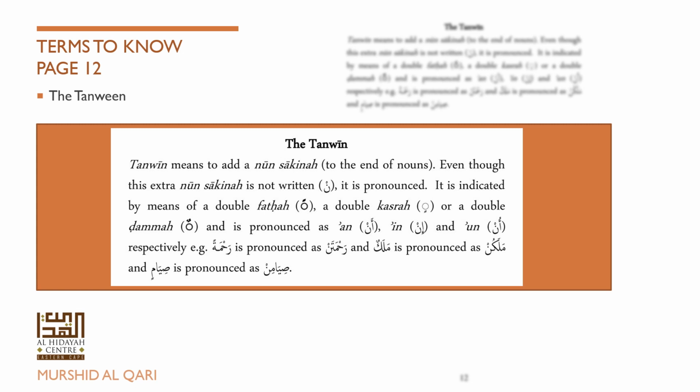Example, rahmatan, it is pronounced as rahmatan, and malakun is pronounced as malakun, and siyamin is pronounced as siyamin. So it is pronounced the same, it sounds exactly the same, but to take away or substitute that noon sakin, we put the fathatain, kasratain or dhammatain.